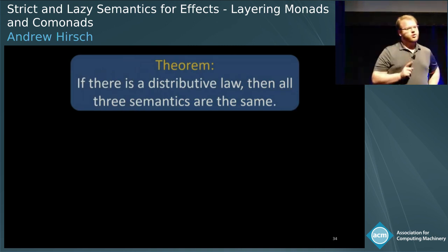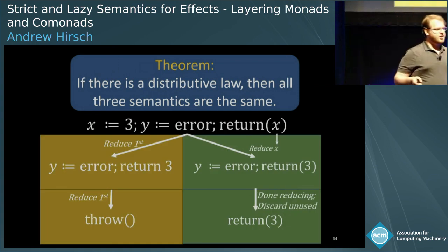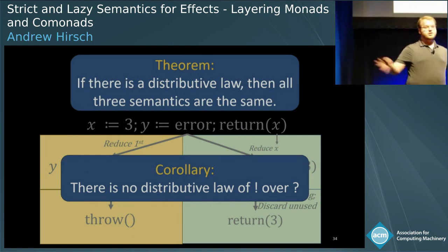And an interesting corollary appears here. We saw earlier that our example program had strict and lazy semantics, and that these come from the monad and comonad prioritizing layerings. And this tells us something we had only been able to assert before, which is that there is no distributive law of bang over question mark. If there was, strict and lazy would be the same.